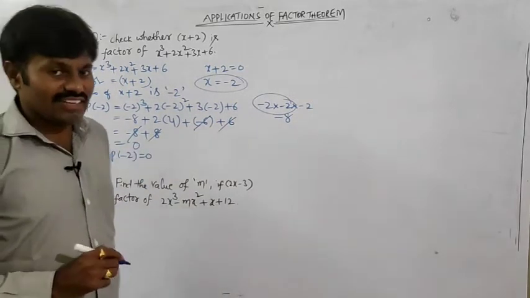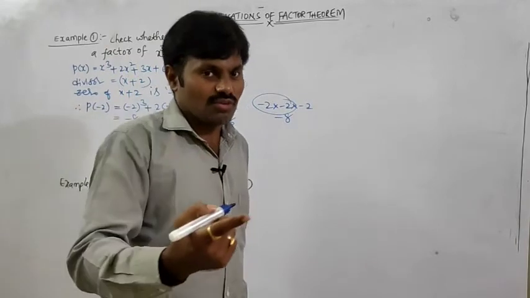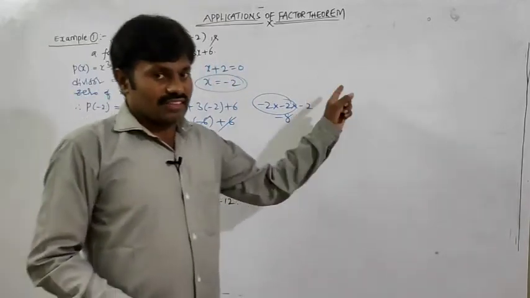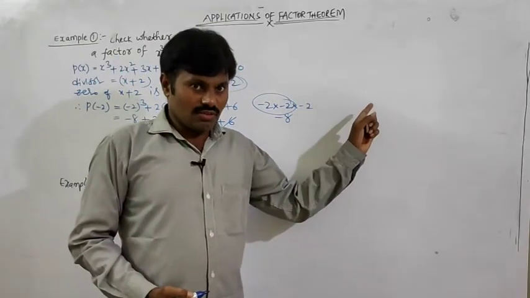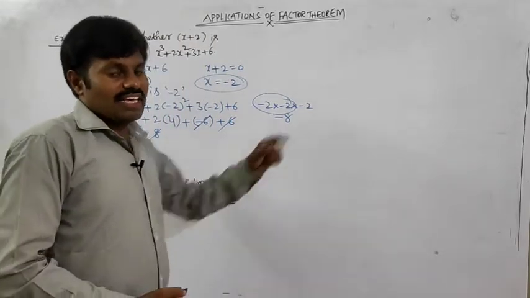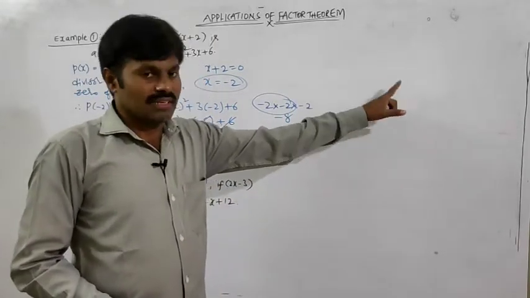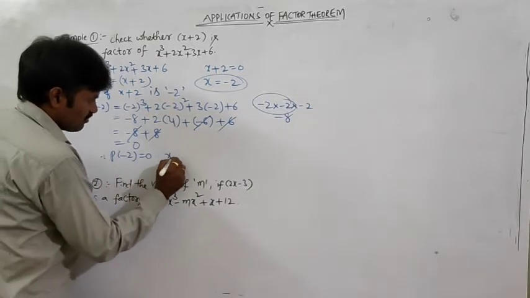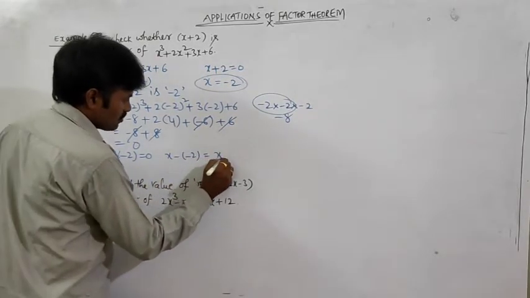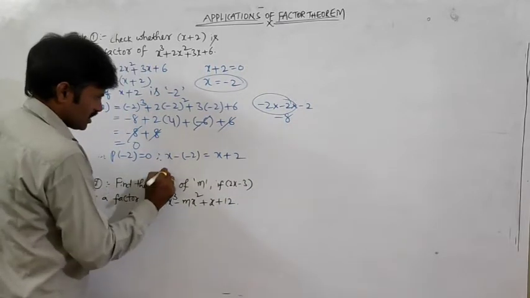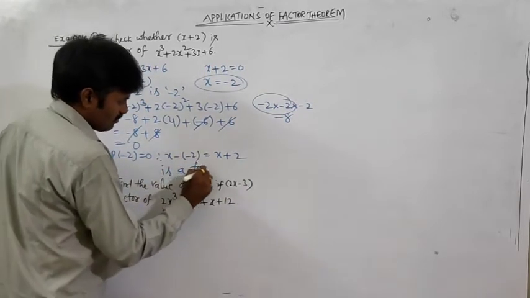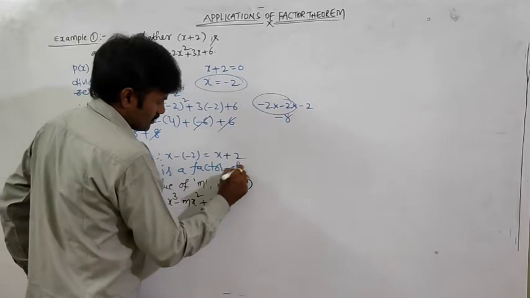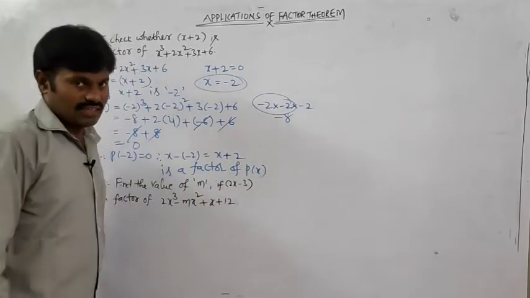So according to the factor theorem, if p of a is equal to 0, then x minus a is a factor. Similarly, here x minus of minus 2, that is x plus 2, is a factor. x plus 2 is a factor of p of x. Is it clear? Yes.